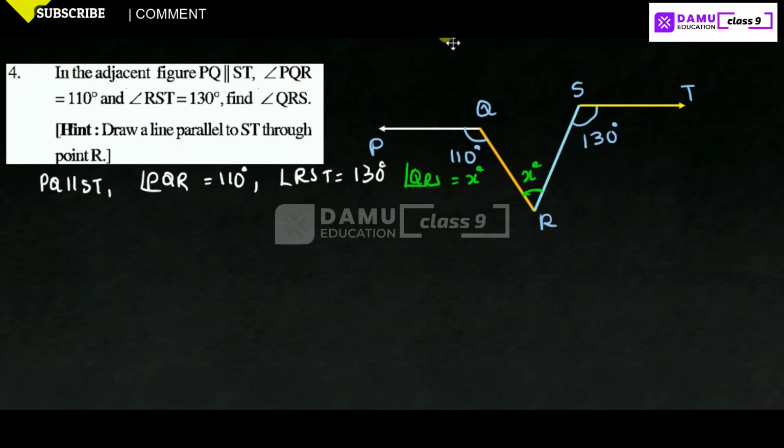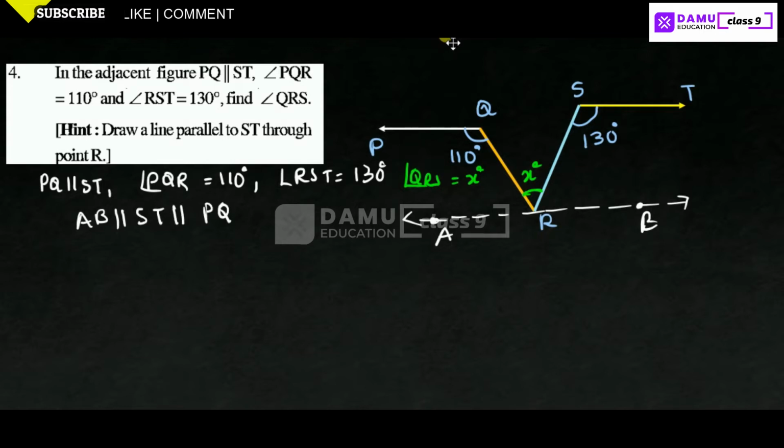Then they say to draw a line parallel to ST through the point R. So let's draw one line parallel to ST, and let's call this line AB. So AB is a line parallel to ST and parallel to PQ. Here, this is making a transversal.